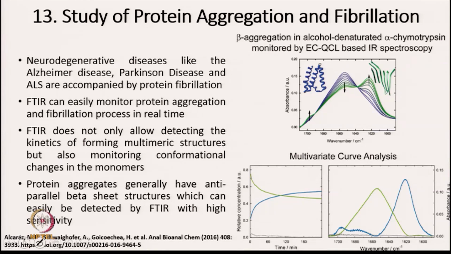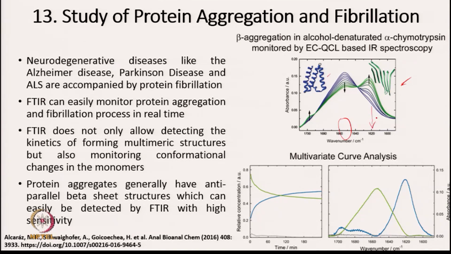So, you see here, this is basically your FTIR spectrum of alpha chymotrypsin when it is aggregated in presence of alcohol, and this blue one shows you alpha helix. So, this is around 1660 centimeter inverse, and this green one shows you beta sheet.